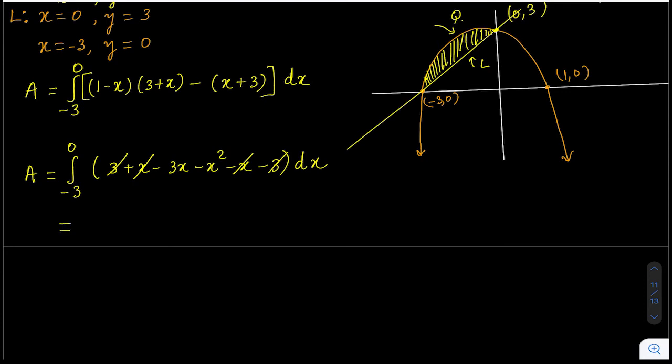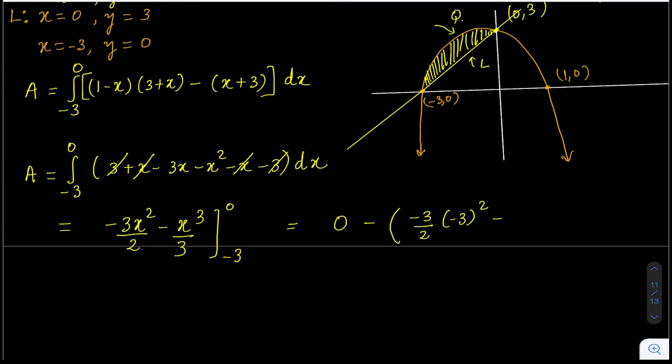And let's integrate this. Integration of minus 3x will be minus 3x square by 2, and integration of x square will be x cube by 3. And now we have to substitute the limits, minus 3 to 0. So first we will substitute 0, in which case we will get 0 only. Then minus, we will substitute x as minus 3. So minus 3 by 2 into minus 3 square, minus minus 3 cube over 3.